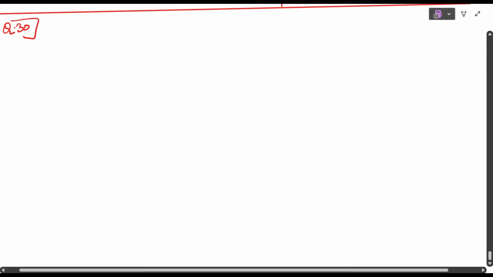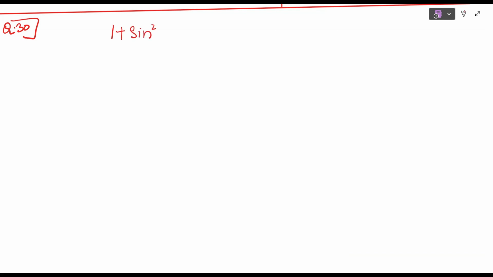Question number 30, students. 1 plus sine square theta is equal to 3 sine theta cos theta. This is the given part. And what we have to do is solve to show that tan theta is equal to 1 by 2 or 1. Okay, students.